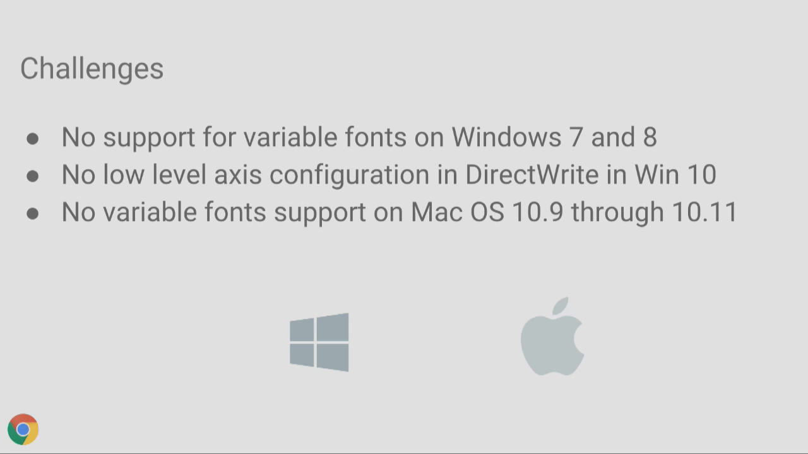But there were some challenges. There's no support for variable fonts on Windows 7 and 8. And as you've seen in Roel Nisken's and Peter's presentation, yes, you can access variations in Windows 10 through named instances, but we don't have the level of control to integrate it with CSS for font variation settings. So we can't programmatically access the axes. And there's no variable font support on macOS 10.9 through 10.11 in the level of system APIs that we would need. So we were hitting a bit of a wall there.